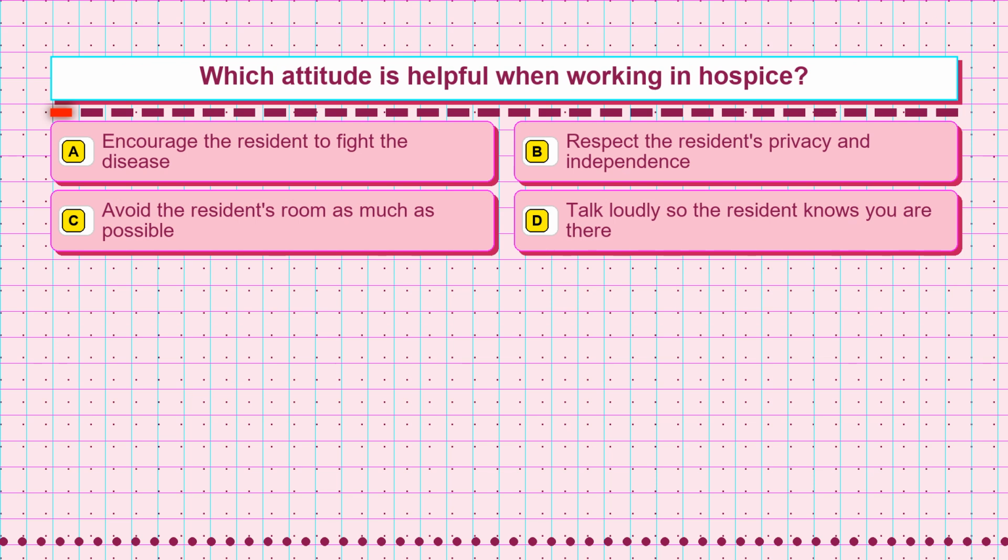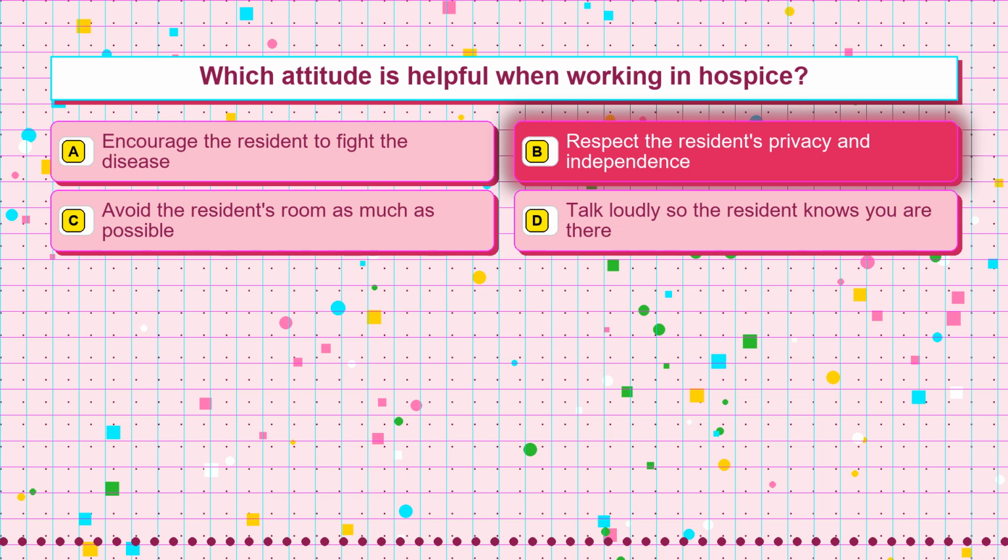Question 61. Which attitude is helpful when working in hospice? Option A, encourage the resident to fight the disease. Option B, respect the resident's privacy and independence. Option C, avoid the resident's room as much as possible. Option D, talk loudly so the resident knows you are there.